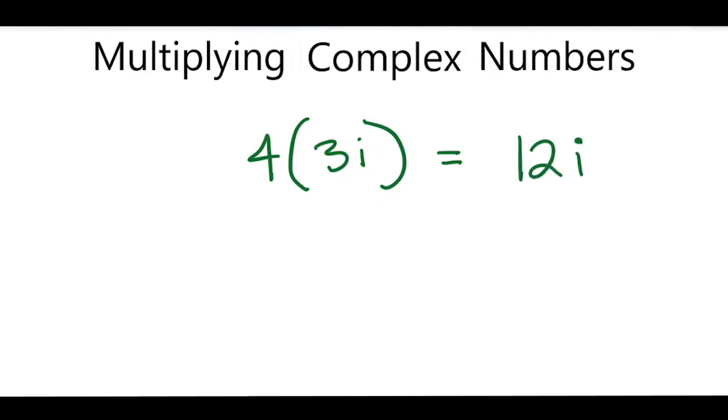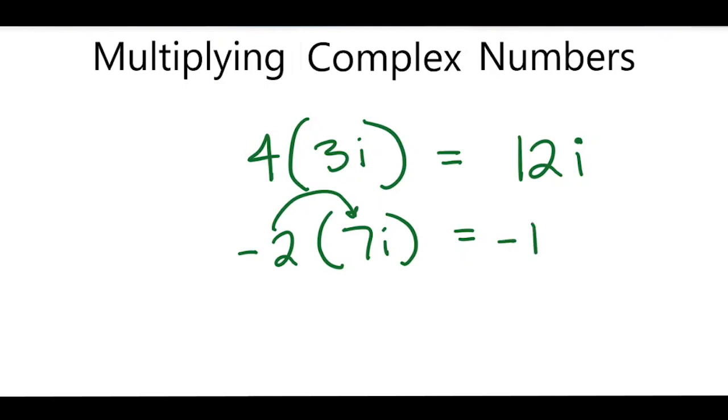The same would work if I had negative 2 times 7i. I'm just going to multiply that negative 2 by that 7, and I'll get negative 14i.